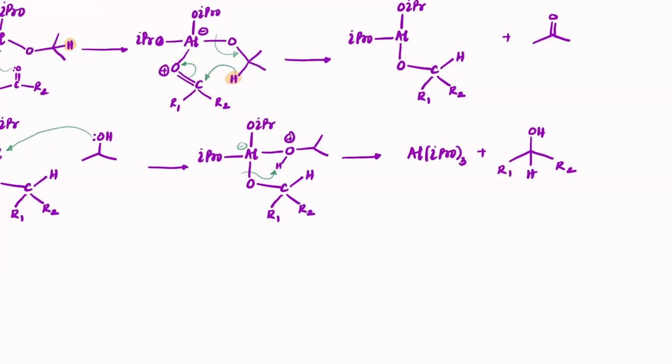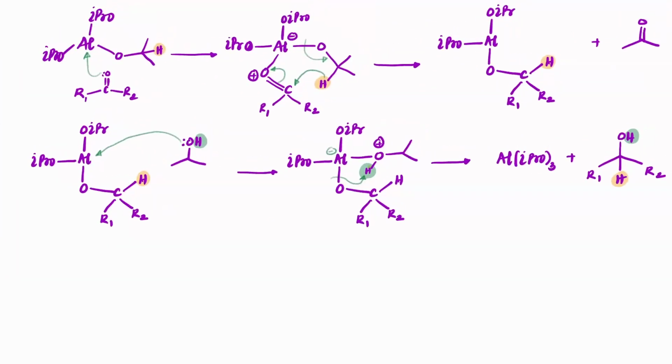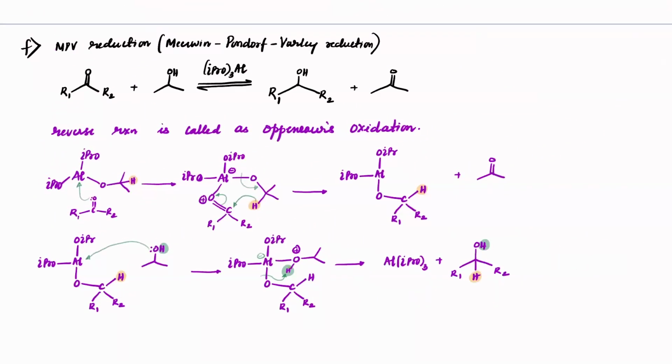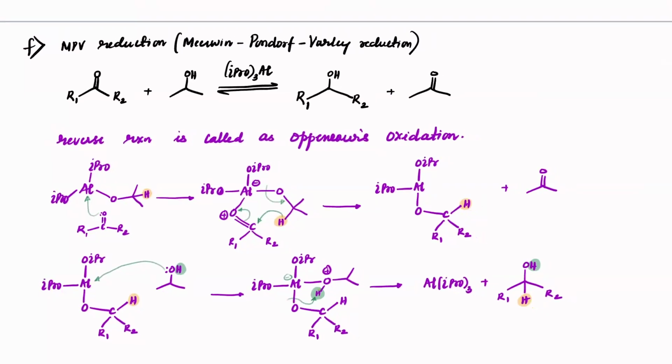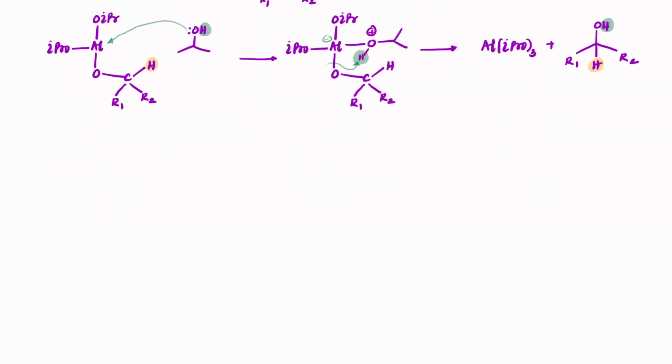Okay, again let me point out: this hydrogen and this hydrogen are the same, while this hydrogen which I have marked earlier is the same hydrogen. Okay, so that you are clear about which hydrogens are going where. So this is how you can get an alcohol. Okay, so you can see this compound and this compound. These are the reduced and oxidized forms. Please go through it carefully.